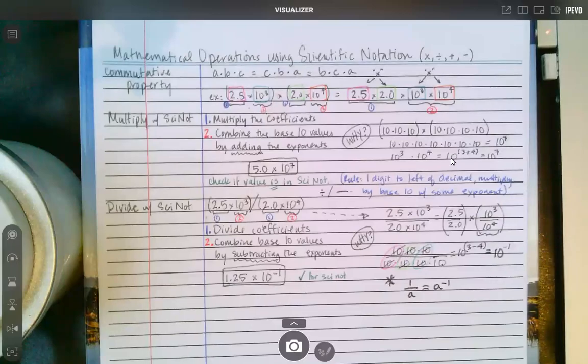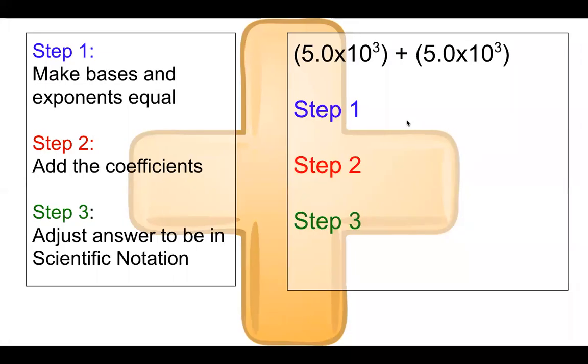All right, welcome back. We are going to dive into something that's a lot more complicated. I know you don't normally think of addition and subtraction as more complicated, but with mathematical operations using scientific notation, it is actually more complicated. You can see that we have to do some adjusting.